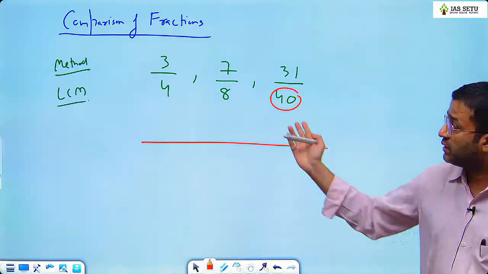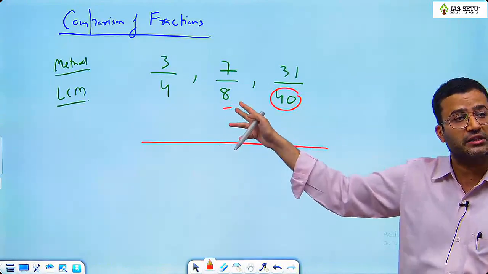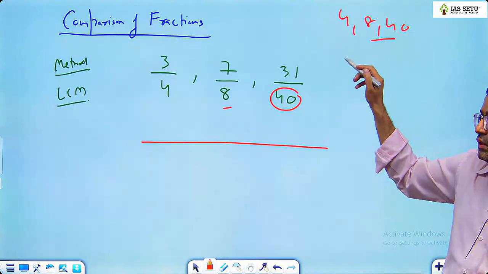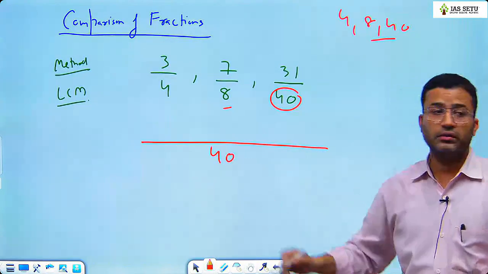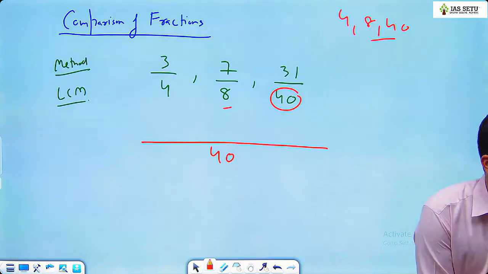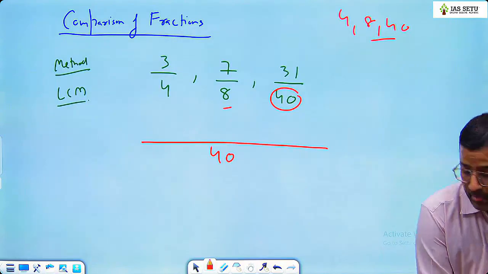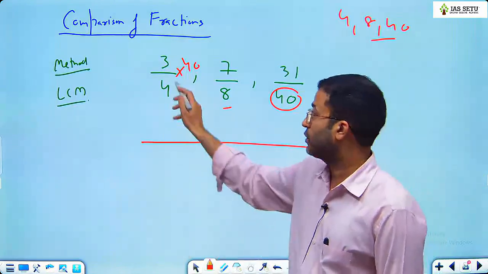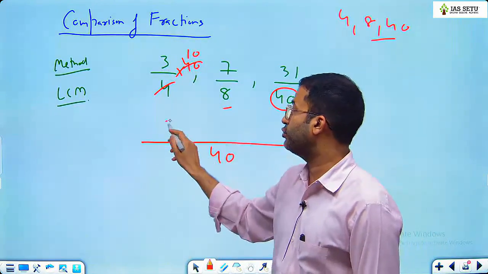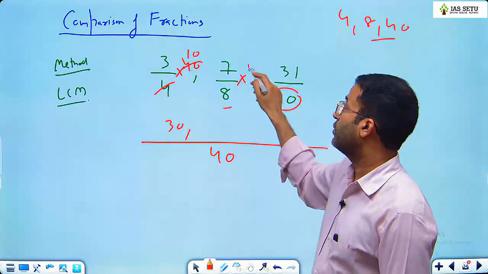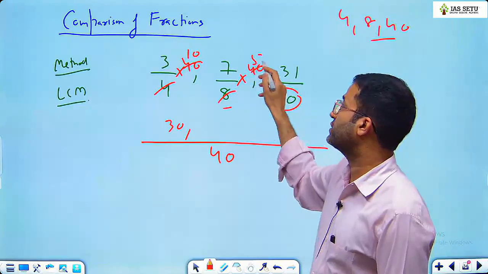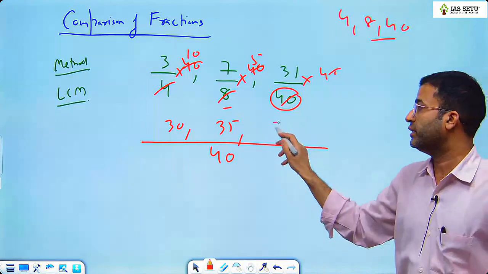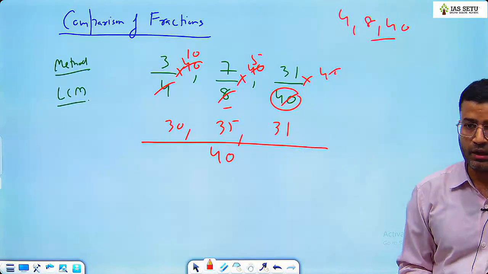Largest number is the multiple of, we have to take the LCM of the denominators. What is the LCM of 4, 8, 40? ठीक है. So the LCM here is 40. Then what we do, we multiply this number with 40. So we get 10. 3 into 10 is 30. We multiply with 40. Here 7 into 5 is 35. Here we multiply with 40. It is 31.